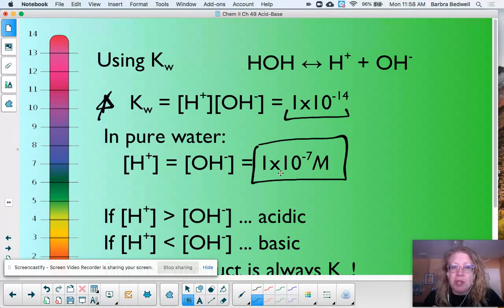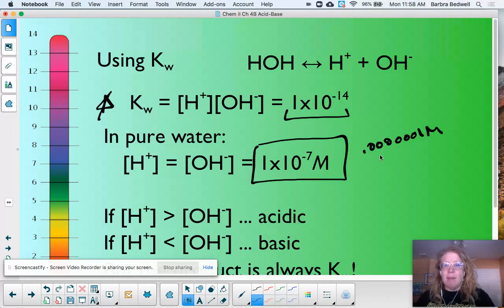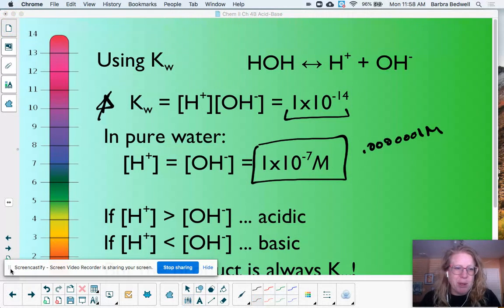The concentration of hydrogen ions and hydroxide ions in pure water is 1 times 10 to the minus 7th. 1, 2, 3, 4, 5, 6, 7 molar. It's a tiny, tiny amount, okay? So this is important. That 10 to the minus 7th becomes an important value for us.